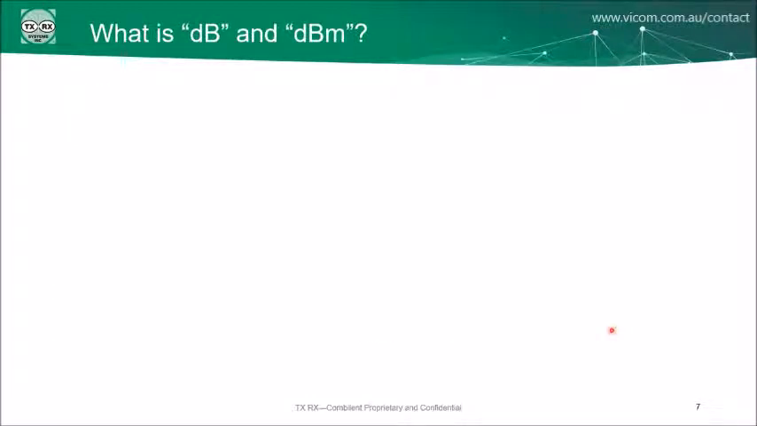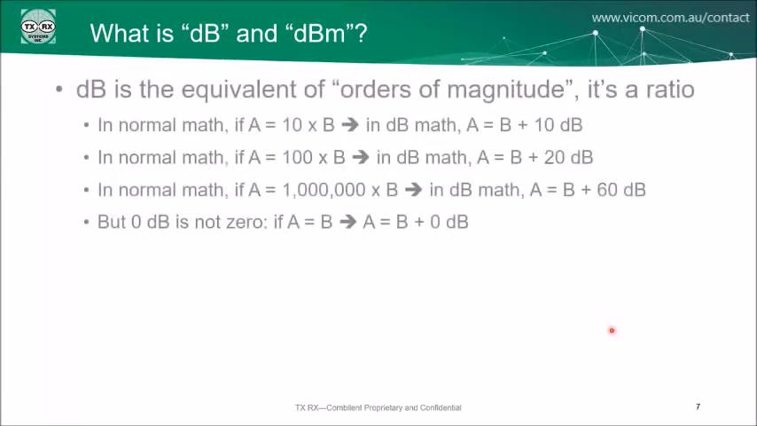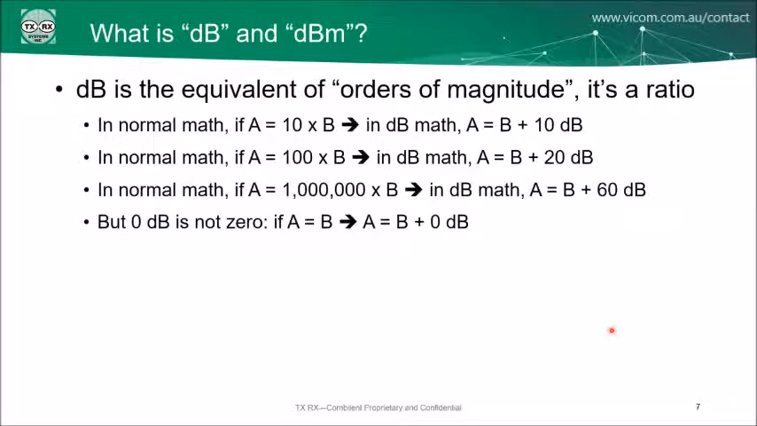Let's get a little more into this. dB is the equivalent of orders of magnitude, and it's a ratio. So in normal math, if A equals 10 times B, in dB math, A equals B plus 10 dB. At 100, A would equal B plus 20 dB. You'll notice that this is the number of zeros in the normal math method. So let's say A is 1,000,000 times B. Well, in dB math, A would equal B plus 60 dB.